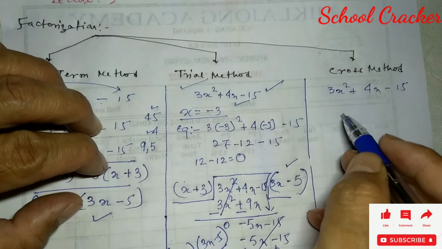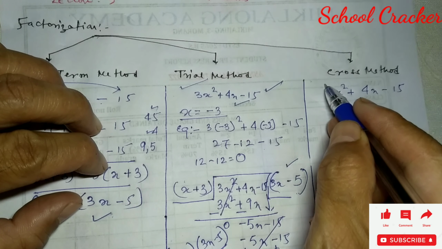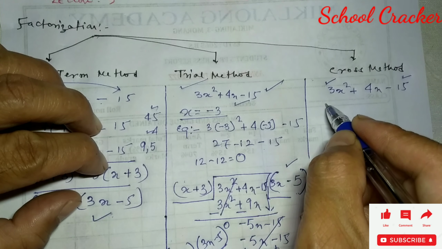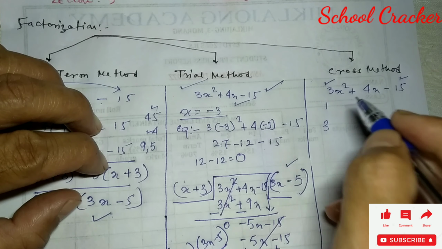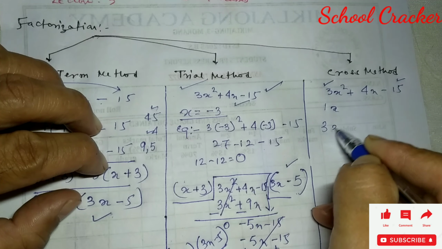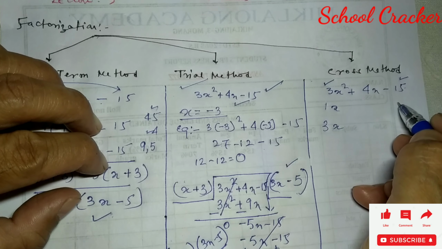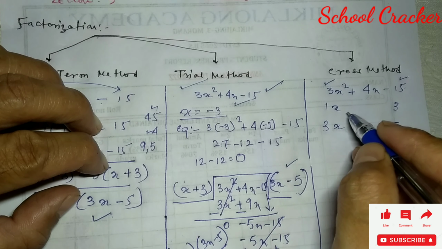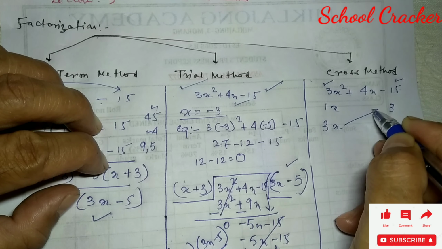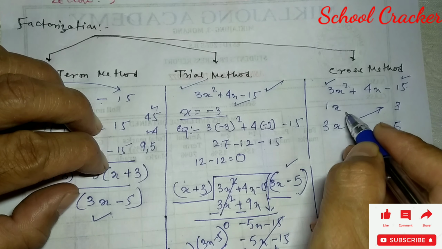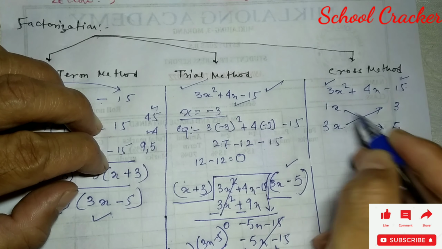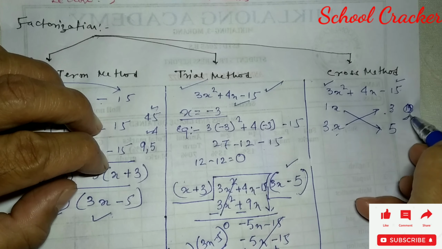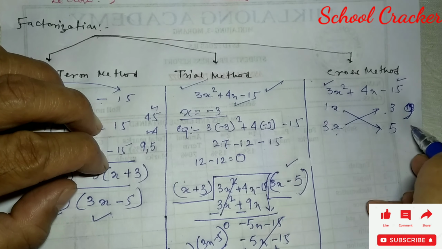Next, we are going to try the cross method. Here, in this case, we just find out the factors of 3 and 15. So the factors are 1 and 3, and it is customary to put x here. And the factors of 15 are 3 and 5. Now, in this case, we just cross multiply the numbers. The results are 3 threes are 9 and 1 five is 5.